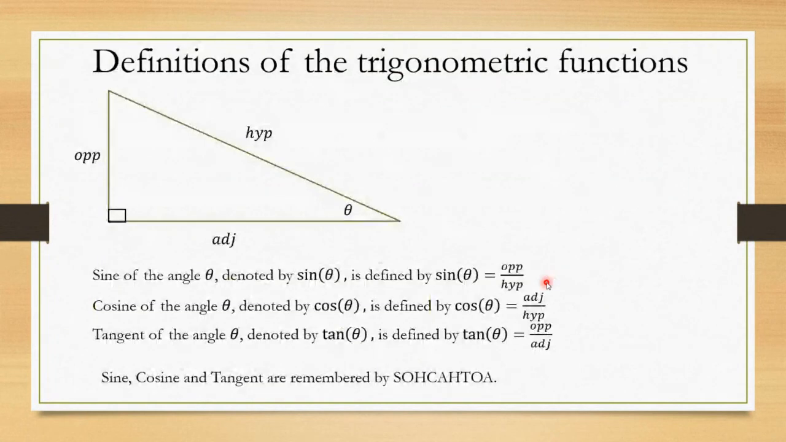Once we have that, we can define trig functions. Namely, we have our trig functions. Sine of theta is the length of the opposite side divided by the length of the hypotenuse. That's what this is telling you. Cosine is the length of the adjacent divided by the length of the hypotenuse. Tangent is, excuse me, what am I saying? Tangent is the length of the opposite side over the length of the adjacent side.